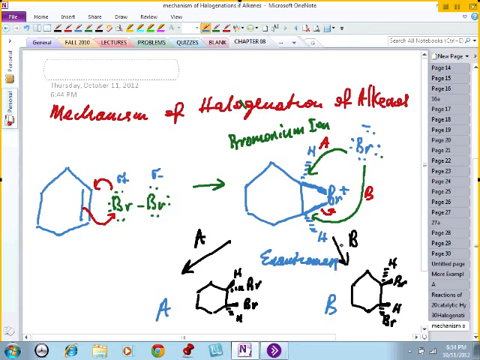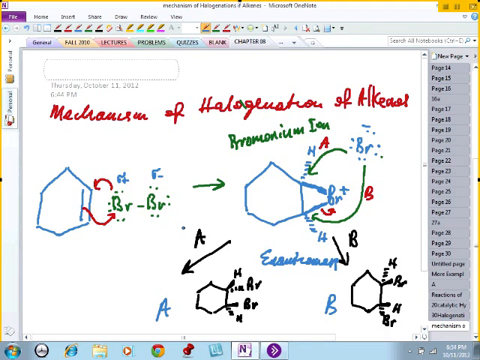Okay, how do we know that this is the reaction mechanism? Because we could determine the optical activity of the reaction mixture. And what do you think happens if we determine the optical activity of the reaction mixture? What will be the optical activity of this reaction mixture? Will the reaction mixture be optically active or optically inactive? Inactive. Why?